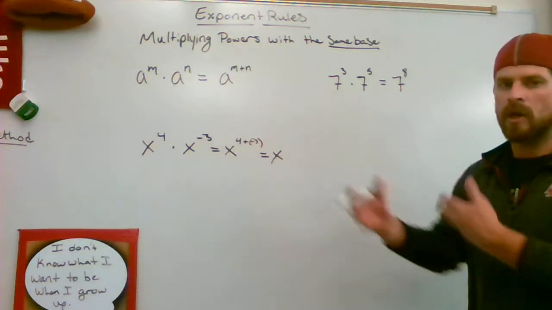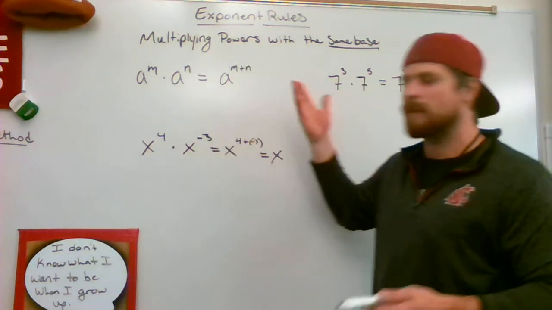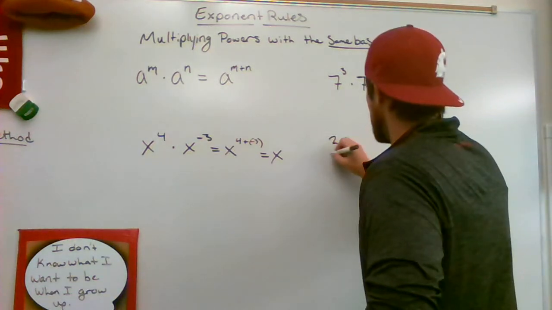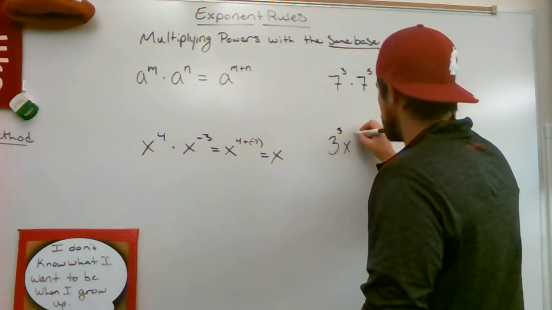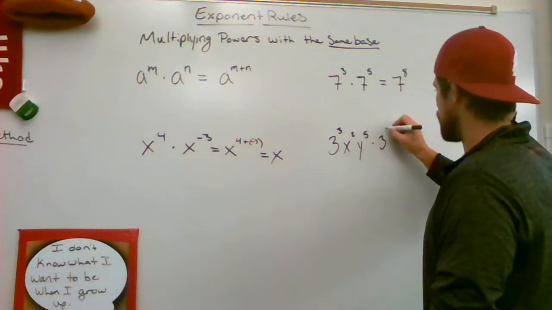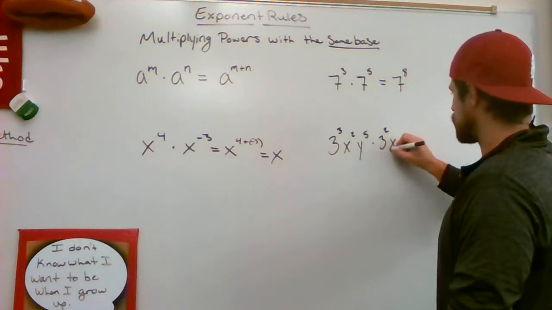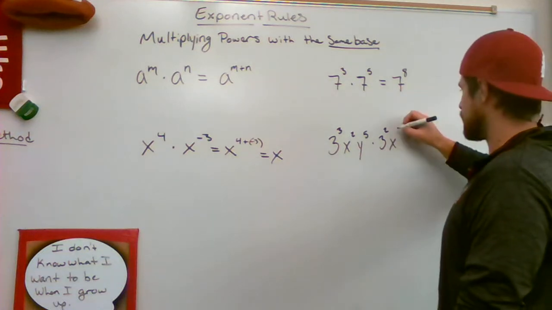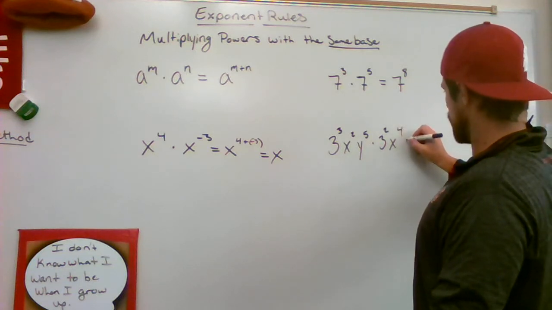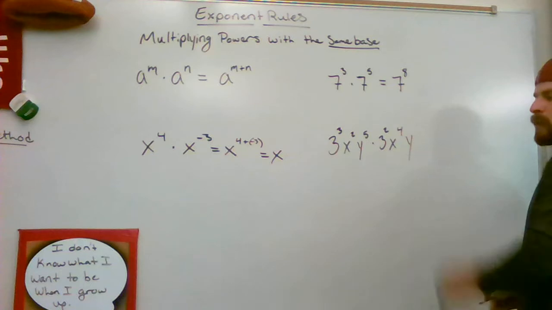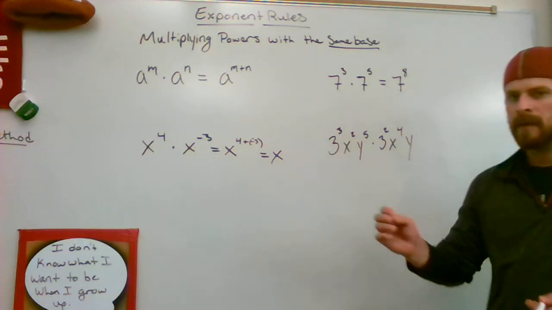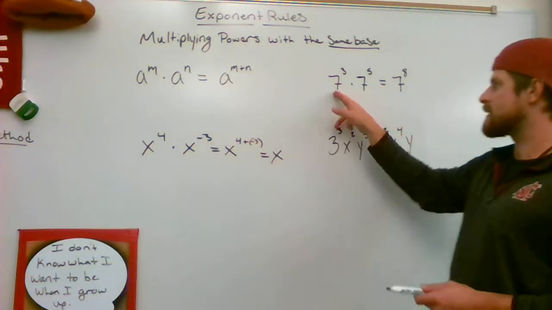Now, where do these problems go? They're not going to be as simple as just take this, match them, add them up. We're going to get into algebra where we're asking you to do something more along the lines of this: 3 to the 3rd power, x to the 2nd power, y to the 5th, times 3 to the 2nd power, x to the 4th power, y. When you have this problem, I want you to break it up into 3 completely separate parts. All right? We just got done doing problems where we just had a single base.